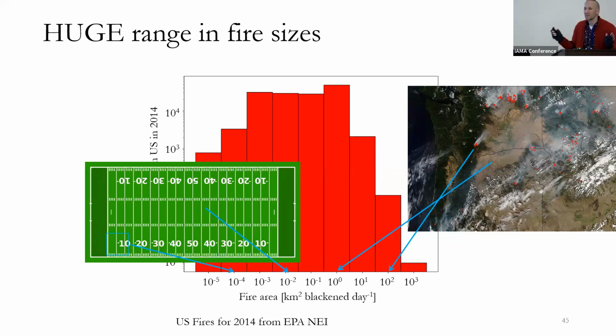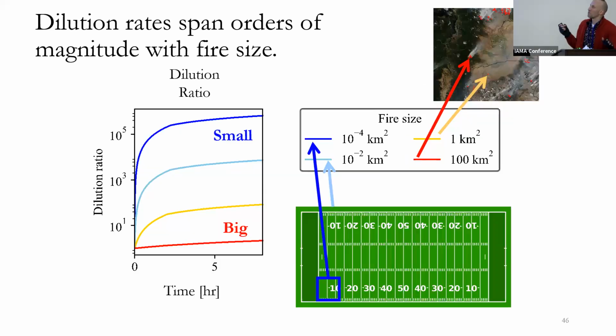So what does this actually mean for concentration though? What we did is we ran dispersion calculations for different fire sizes. This is showing the dilution ratio for these different sizes, ranging from our biggest fires down to the smaller fires in the inventory. And so imagine these big fires, they have these wide plumes.